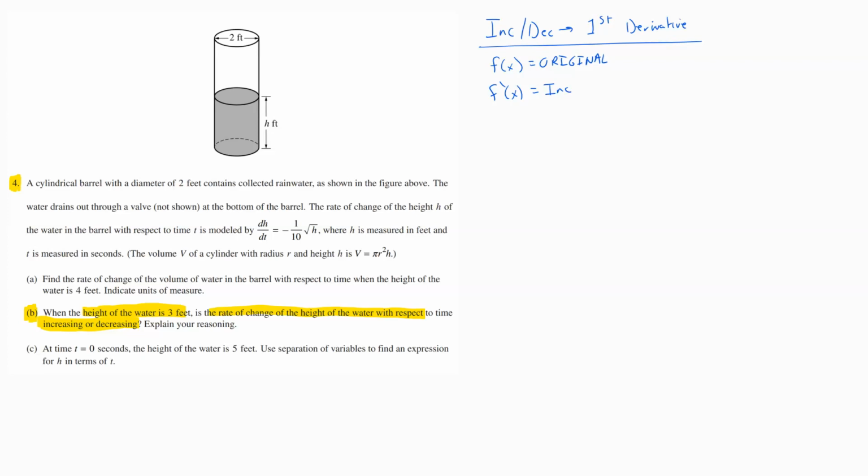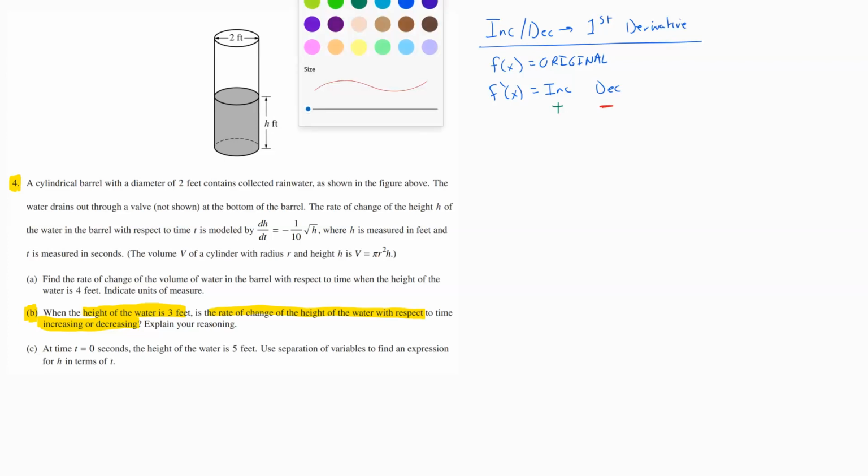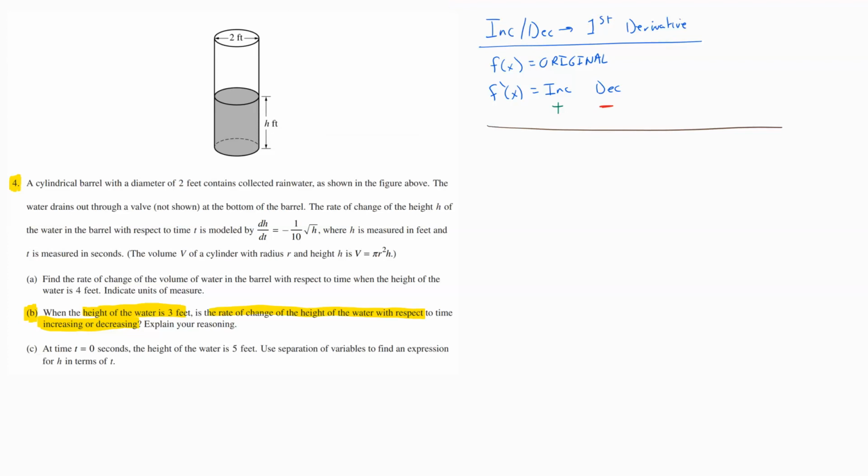then when we took the derivative of that, that told us if it was positive, that if we had a positive derivative, our graph was increasing. And if we had a negative derivative value, then our original graph was decreasing. So this derivative information tells us about the original function, what that was.